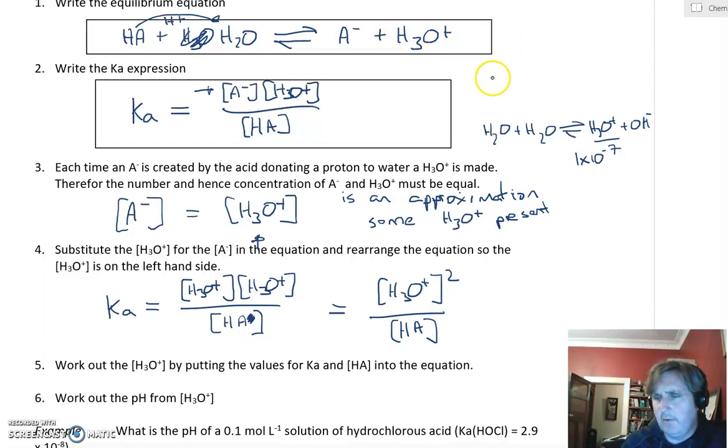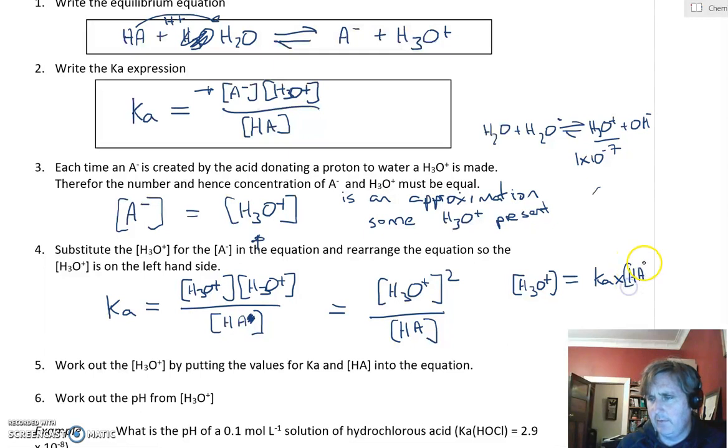And then what we do here is we could rearrange this. Let me just go over to the right hand side here. I'm going to make the H3O+ concentration the subject of the equation. So if I put H3O+ on one side, it will equal Ka times HA, yeah? So this is what's happened. So we have H3O+ squared. So I've moved the HA to the other side and put it with the Ka, multiplied it.